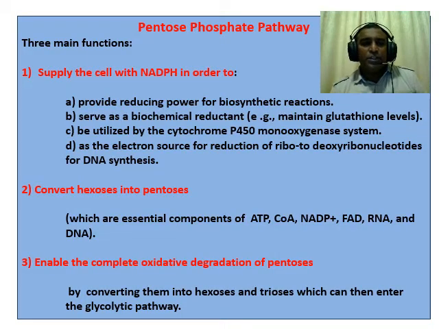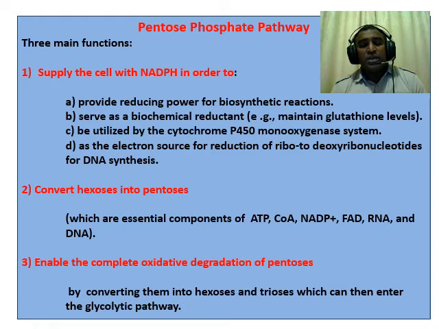So here I give you the summary of the pentose phosphate pathway, where its function is not only for the production of NADPH as well as converting hexoses to pentoses, but also, although not the main function, to perform complete oxidative degradation of pentoses, where the 5-carbon sugar can also enter the glycolytic pathway via the pentose phosphate pathway once it forms fructose 6-phosphate as well as glyceraldehyde 3-phosphate.